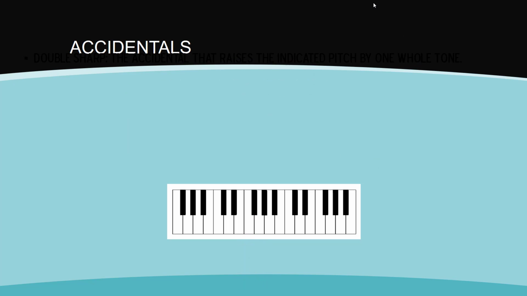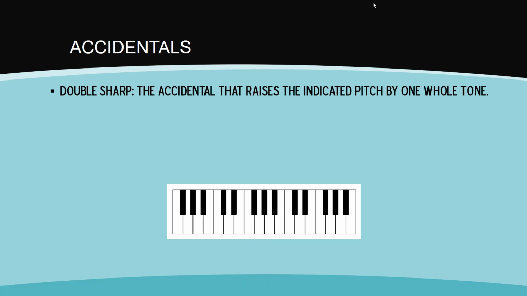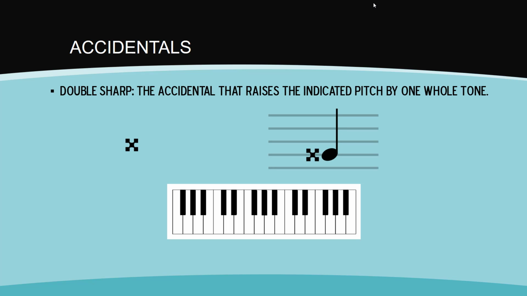A double sharp raises the pitch indicated by a note head on the staff by a whole tone or one whole step. The symbol for a double sharp looks like this. Here's what G sounds like, and here is what G double sharp sounds like.